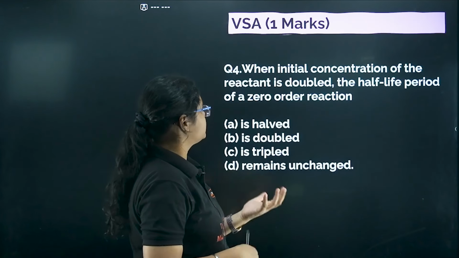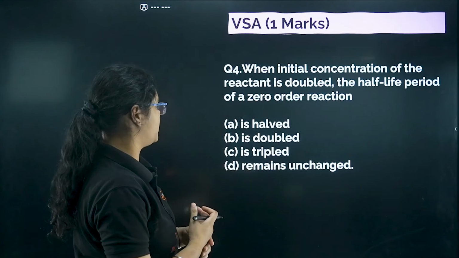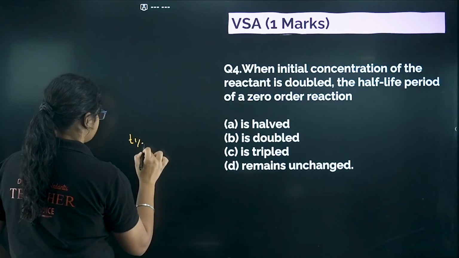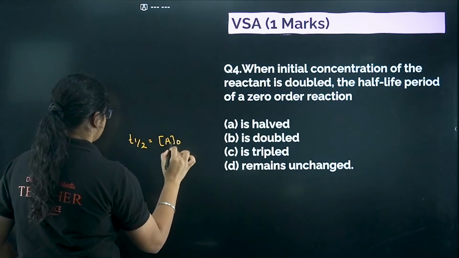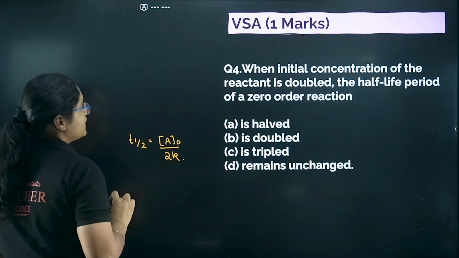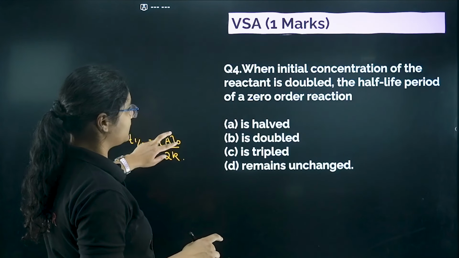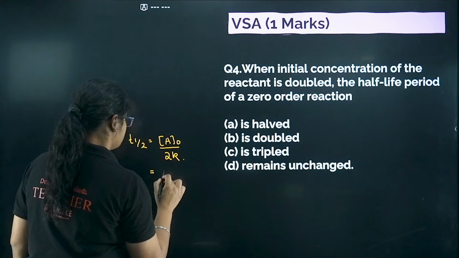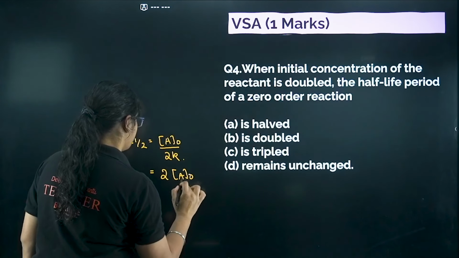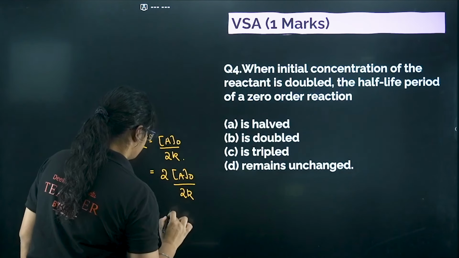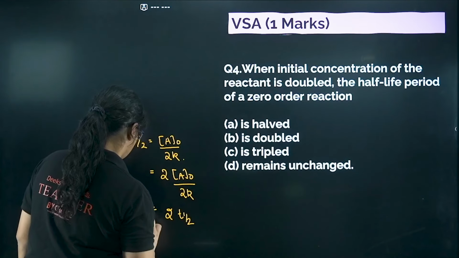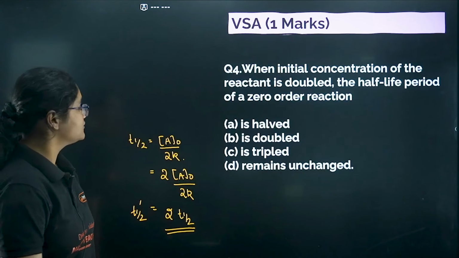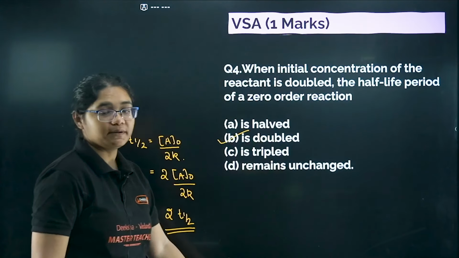Next, when the initial concentration of the reactant is doubled, what is the half-life period of a zeroth order reaction? Now the half-life formula of a zeroth order reaction is A0 by 2K, right? So when the initial concentration is doubled, it will become 2 of A0 by 2K, that is 2 times of T half. It becomes 2 times T half, so it is doubled. So option number B here.